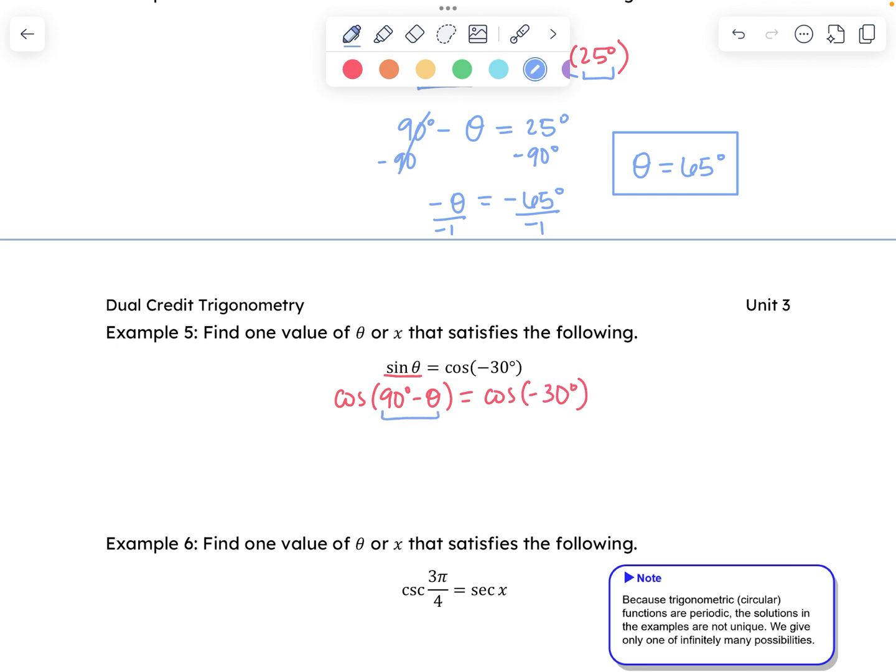And then I can just look at the inside parts. 90 degrees minus theta has to equal negative 30 degrees. I'm going to subtract 90 degrees from both sides. So negative theta equals negative 120 degrees. And divide both sides by negative 1. So theta equals 120 degrees.